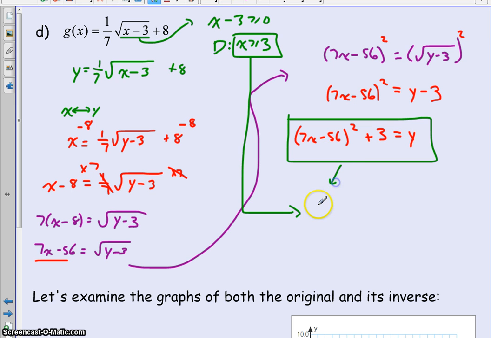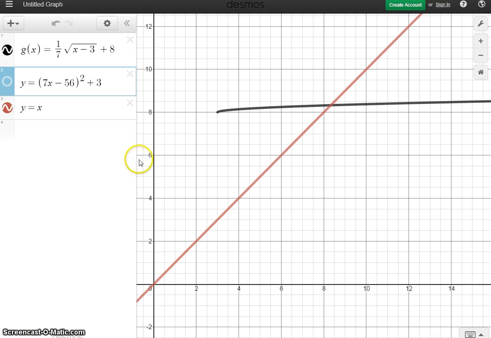So for this guy, the range should be, instead of x being greater than or equal to 3, y should be greater than or equal to 3. Let's see if that actually holds true on the graph. Okay, so right here we can see x is greater than or equal to 3. And on the inverse you can see y is greater than or equal to 3. But that's not really our problem here.